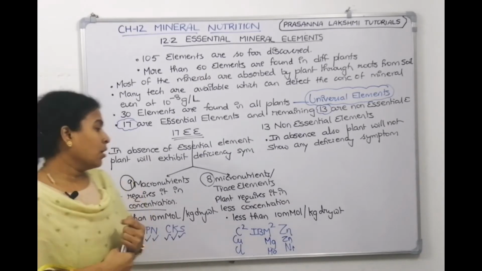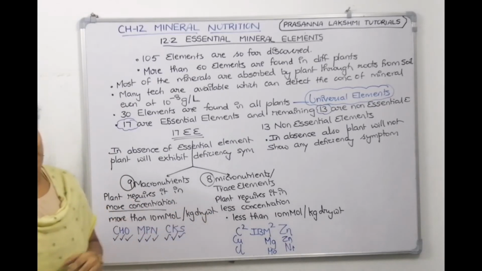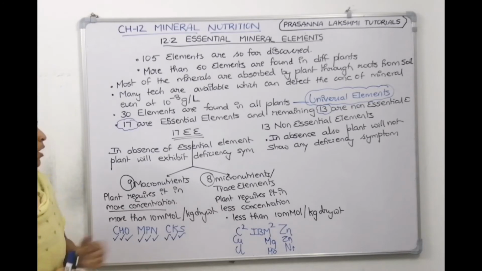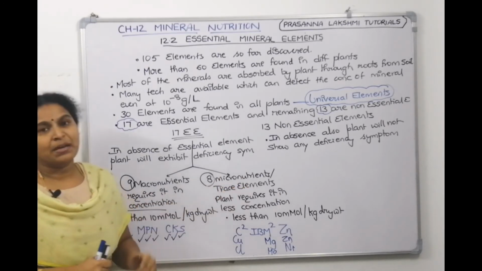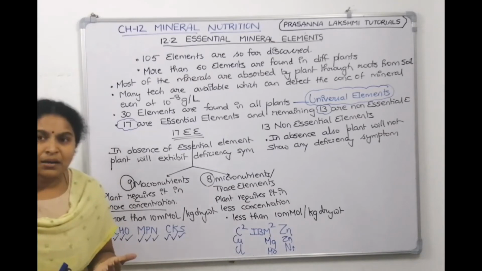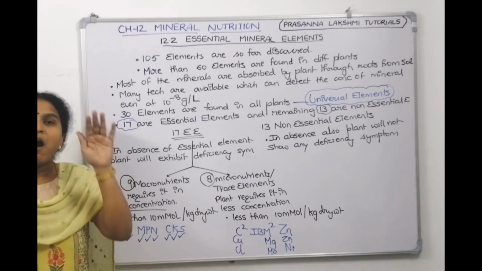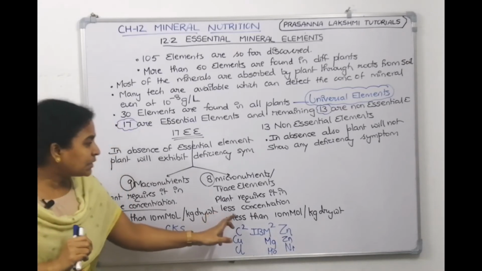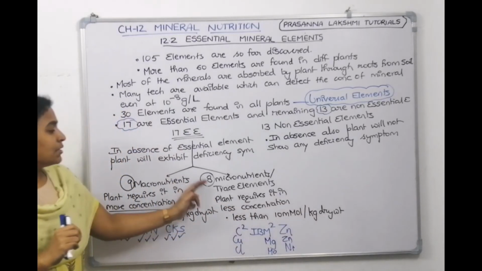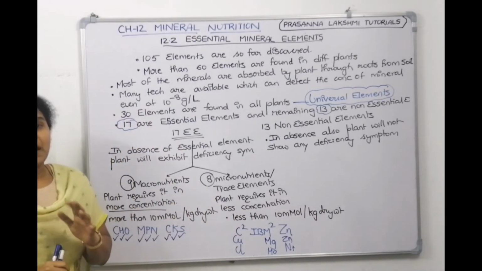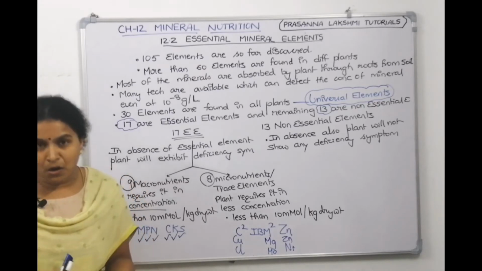How much more? More than 10 millimoles per kg dry matter are macro. 8 are micronutrients. They are also called trace elements. Micro means they are required by the plant in less concentrations. How much less? Less than 10 millimoles per kg dry matter. Now we have to make some code so that we can remember it for a long time.